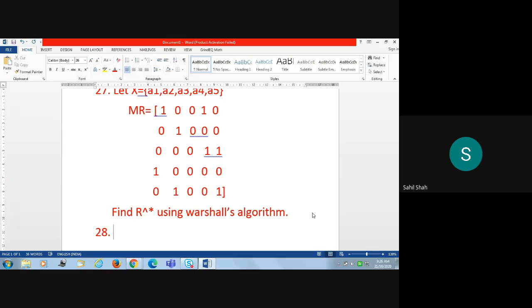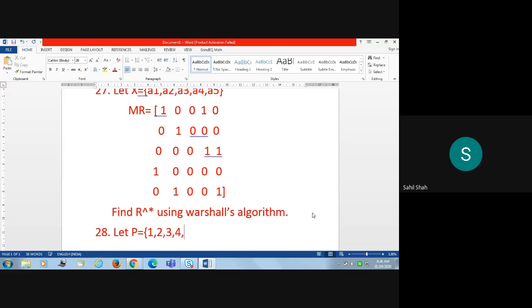Example 28. If you open up any university question paper, you will observe that there is always a question on Warshall's algorithm, for 6 to 8 months. So in each and every examination, it is fixed. Those who want to score more should not skip this, and it is very simple.